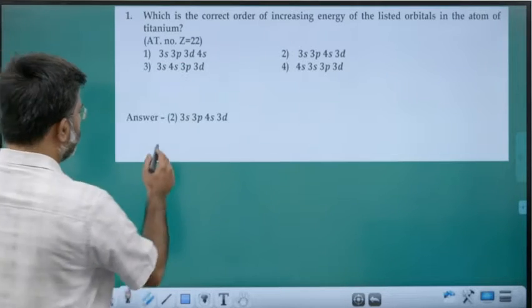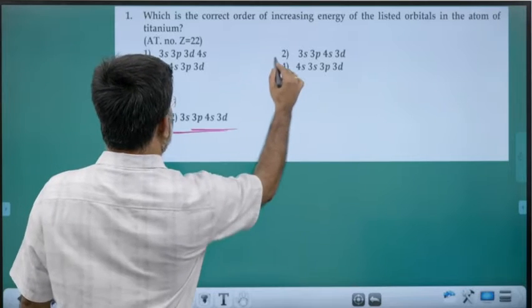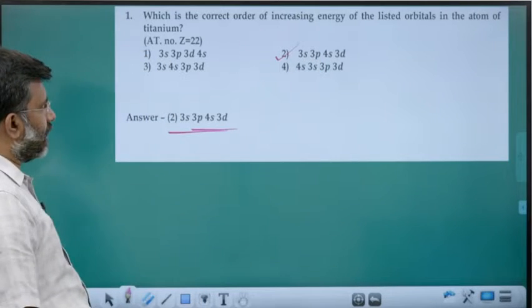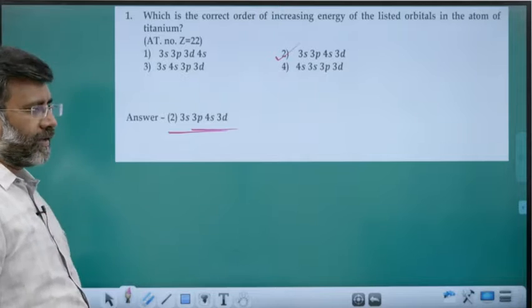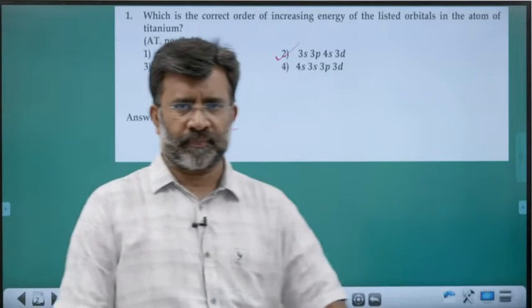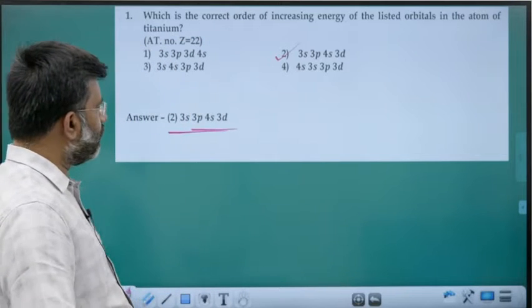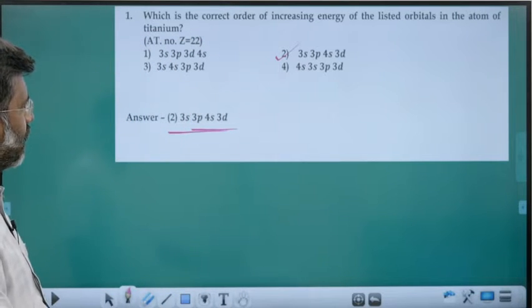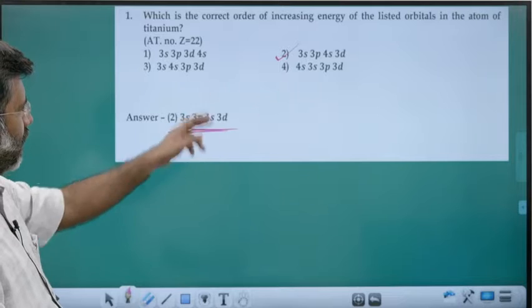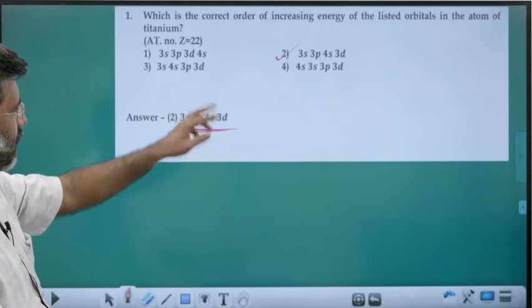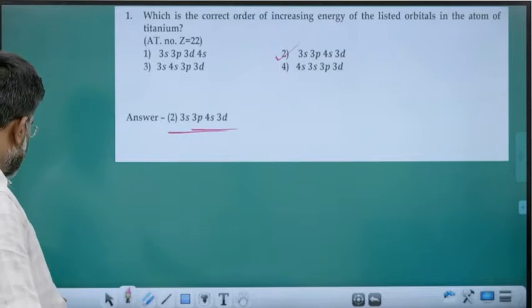Second choice, this is the order: 3s, 3p, 4s, 3d. Aufbau principle, fundamental question, right? 3s, 3p, 4s, 3d, that is the order. So after 4s, 3d will be filled. Next question.